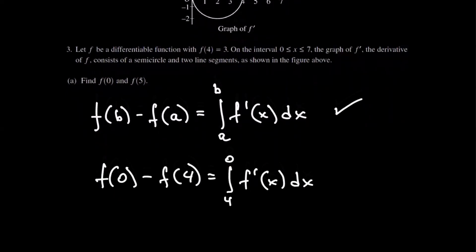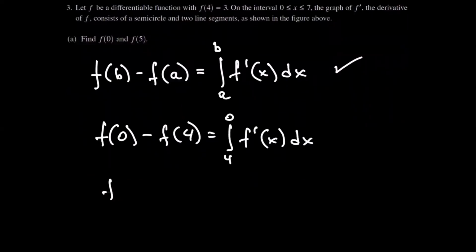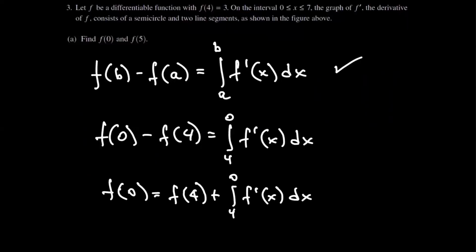So let's calculate that. f of 0 is equal to f of 4 plus the integral from 4 to 0 of f prime of x dx, and this is equal to 3 minus the integral from 0 to 4 of f prime of x dx. And here we used the property that you have to change the sign in front of the integral if you flip the limits of integration. And so let's see what this integral is.